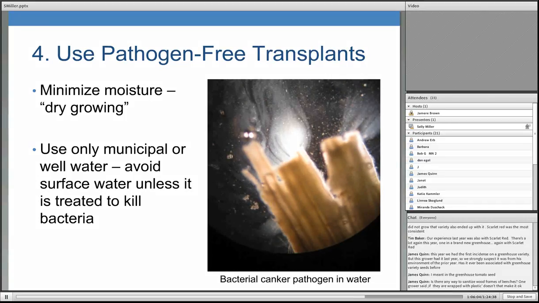If it's not recirculated water, if it comes from a well or city water particularly, which has already been chlorine treated, it's usually not a problem. If it's surface water from the farm that comes from a pond or stream, we do know that bacterial canker can survive in water, probably bacterial spot as well for some period of time. So it's really important, if surface water is being used, that it's sanitized by some effective method.